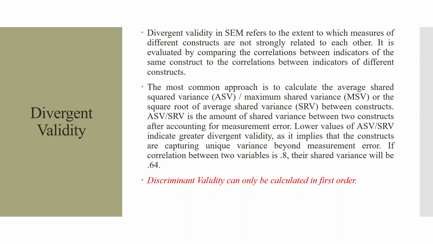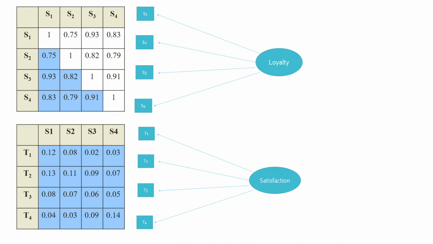Now let's try to understand this divergent validity. S1, S2, S3, S4 are the indicators for loyalty. T1, T2, T3, T4 are the indicators for satisfaction. We require a strong correlation among the indicators of the same construct, that is S1, S2, S3, S4. This would be strongly correlated. But we require low correlation among the indicators of the different constructs. We don't require a high correlation among T1 to T4 and S1 to S4.